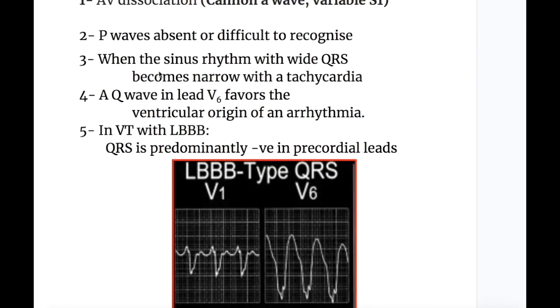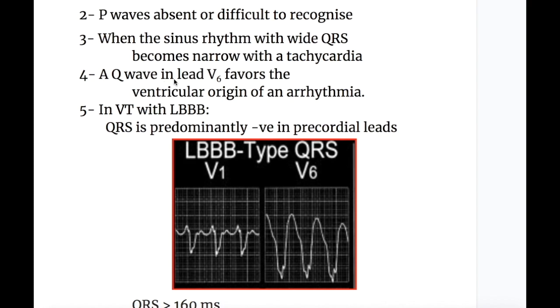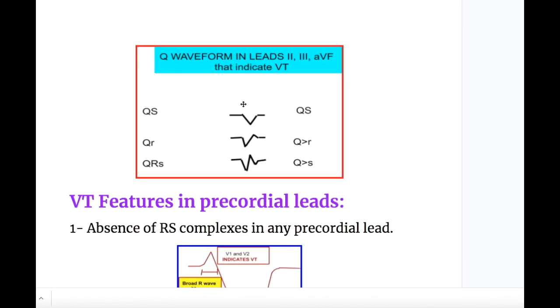Number 3, when sinus rhythm with a wide QRS becomes narrow with a tachycardia. Number 4, a Q wave in chest lead V6 favors the ventricular origin of an arrhythmia. The other leads in which Q waves can also be seen are lead 2, 3 and AVF, which indicates V.Tach. And these Q waveforms seen are QS pattern, QR, Q more than R, or QRS where Q is more than S.